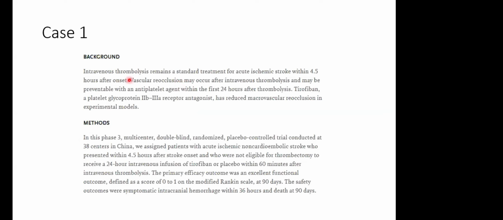So this was the background. They're basically saying intravenous thrombolysis is the standard treatment for acute ischemic stroke presenting within 4.5 hours of onset. However, after this, there may be vascular reocclusion. So they're trying to see if tirofiban, a platelet glycoprotein receptor antagonist, reduces this risk of vascular reocclusion, and it has been shown to do that in experimental models. So they now want to check it in humans. So there's a brief description of that.